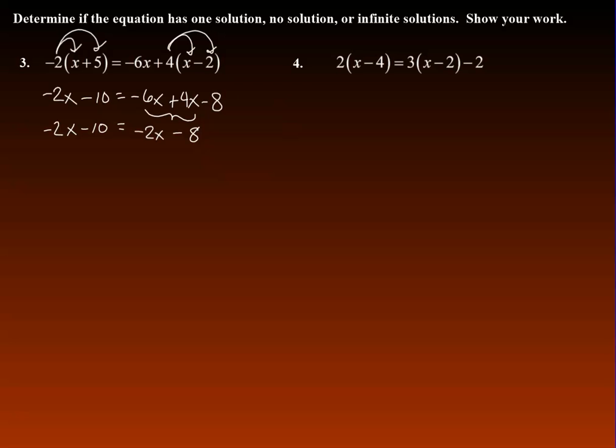Then I want to get the x's to be on the same side. So I'm going to add 2x to both sides. And you'll find that the 2x cancels over here, and we get -10. And the 2x cancels on the other side, and we get -8. And what we have left, -10 equals -8, is not true.